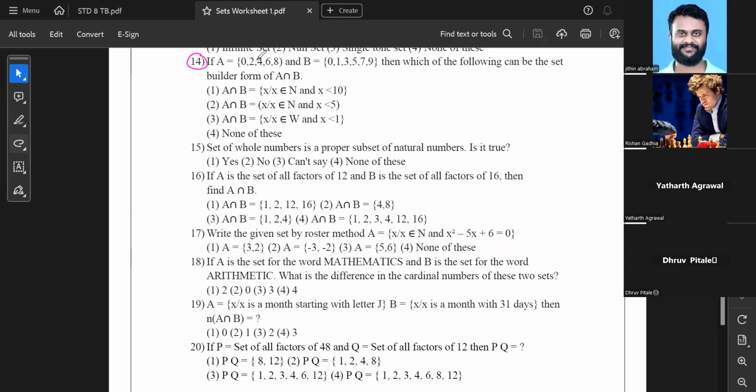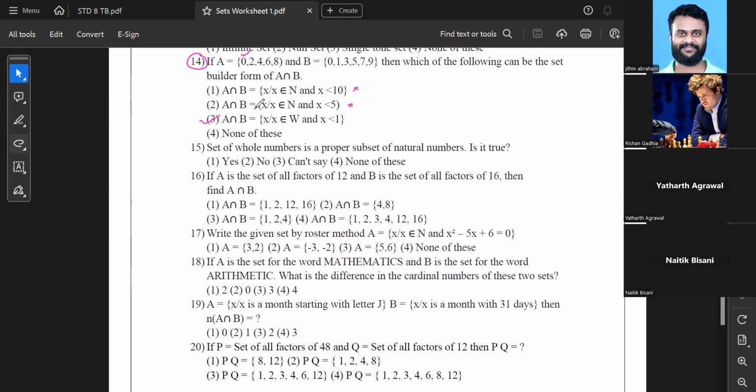Let's see what is in A intersection B. 0 is there. 2 is there? 2 is not there. 4 is there? No, 4 is not there. 6, 8, and then 1, 3, 5, 7. So only 0 is there. Can A intersection B be a natural number? No, because 0 is not a natural number, so this is wrong. Can it be a whole number? Yes. It can be less than 1. So option 3 is your correct answer.